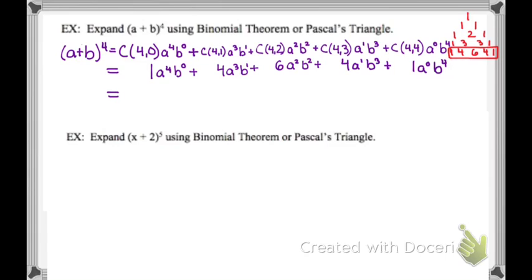That's right, the b to the 0 would become just 1. So think about what we're doing here. We're multiplying 1 times a to the 4th times 1. So really, at the end of the day, don't we just have a to the 4th?